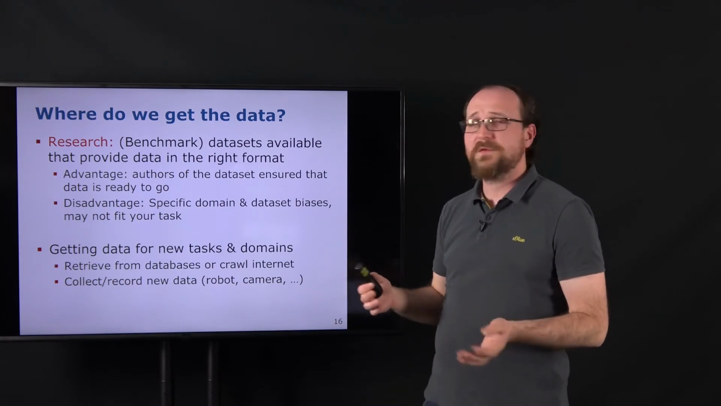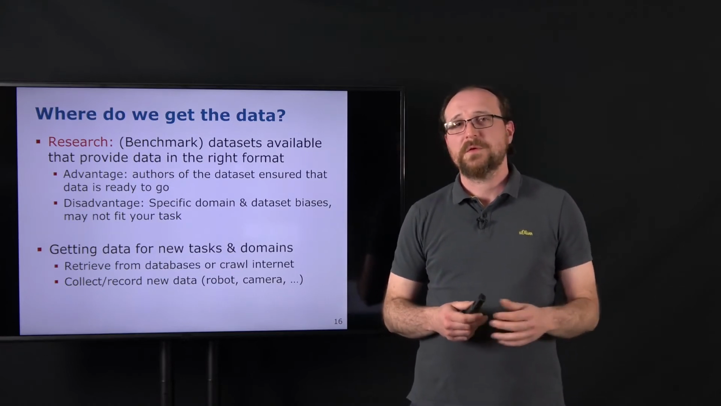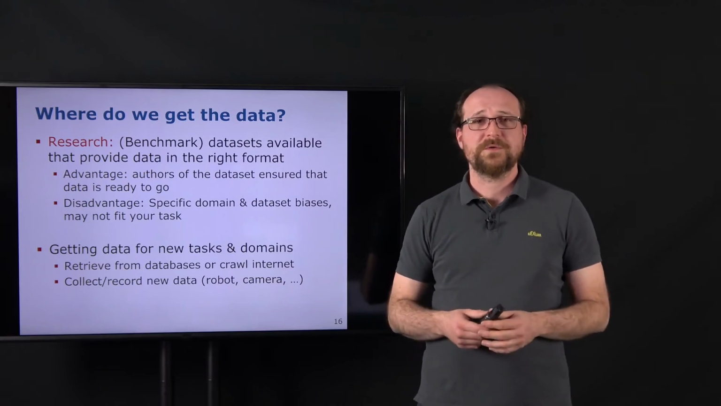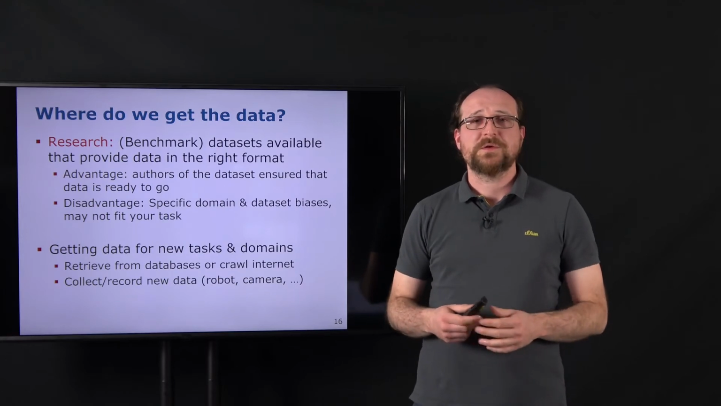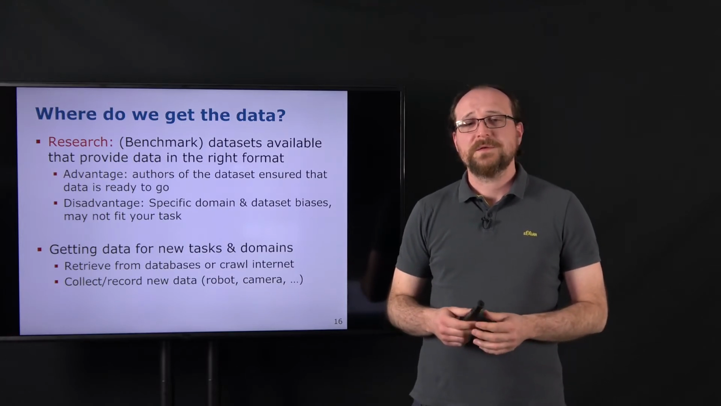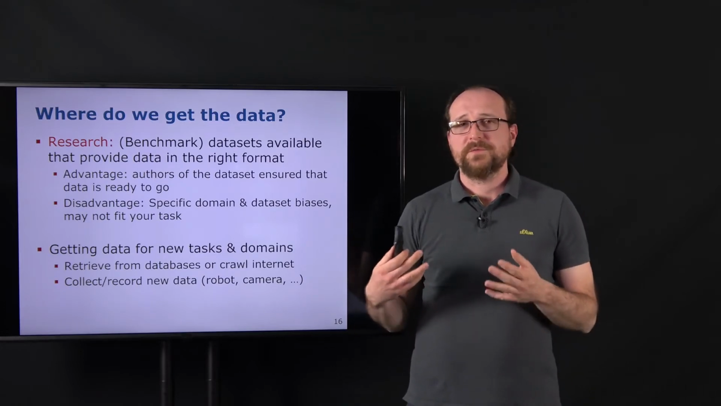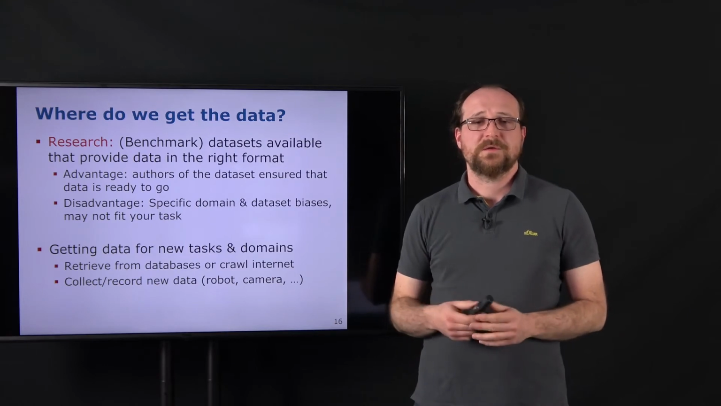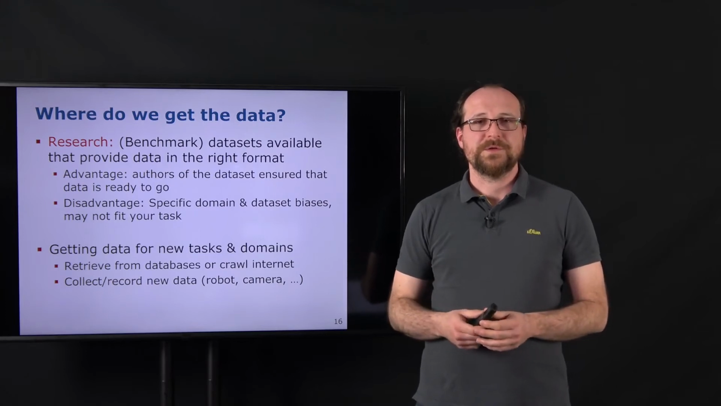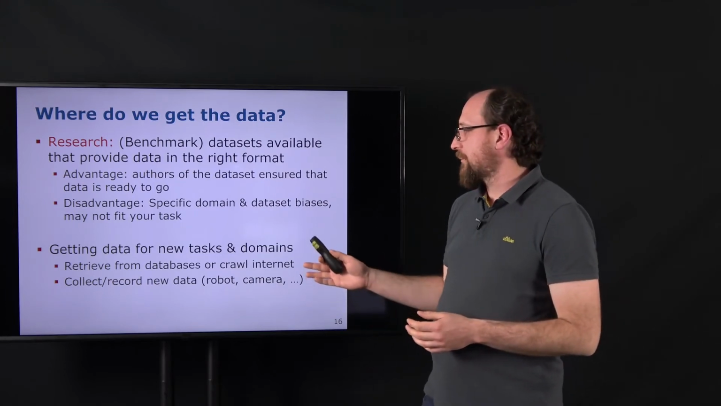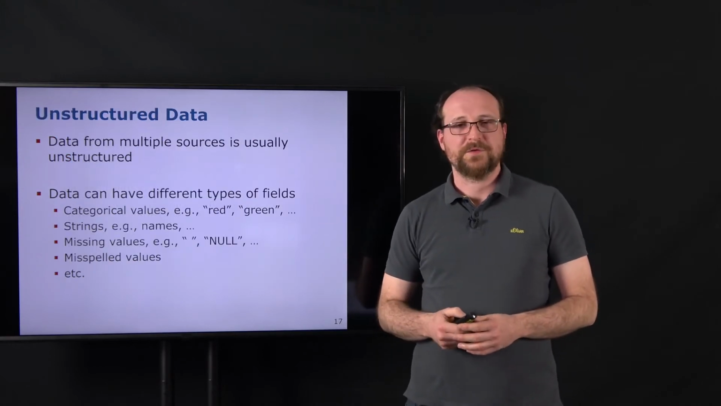And the thing that you can do, of course, is getting new data for the task and domain. So you're going around with your robot, but also maybe with your camera, take new pictures or record data with your robot. Another thing you can do is retrieve data from databases, or crawl the internet for images or something like this. But this is, of course, in a way very unstructured.